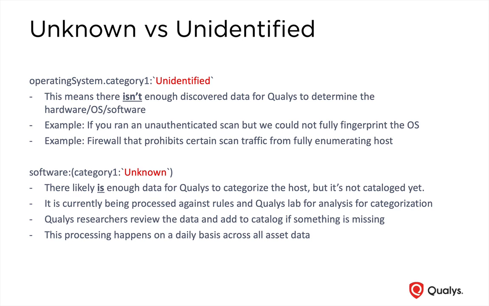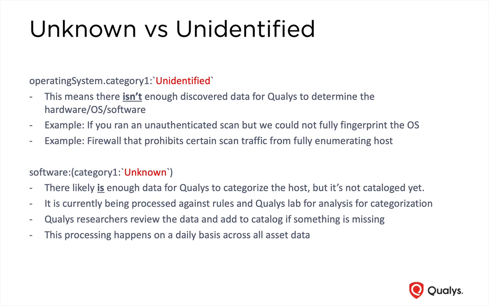Another use case is if a firewall is prohibiting certain scan traffic from enumerating the host, right? So we're not unimpeded when it comes to scanning that host, and therefore the data that we are gathering for the host is incomplete. So you might see an operating system as unidentified in that case.